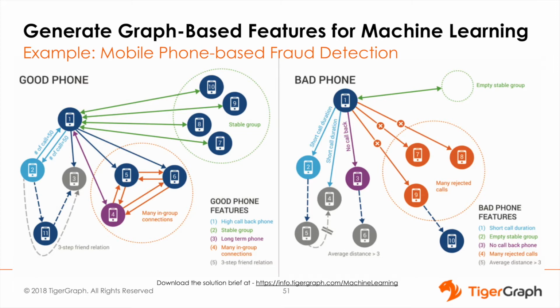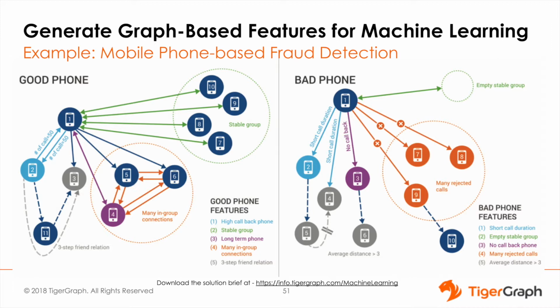This problem is a perfect fit for a native parallel graph database such as TigerGraph. Let's look at how TigerGraph identifies features by analyzing relationships among phones to identify what is a good phone, a phone that belongs to a regular customer, and what is a bad phone, a phone likely to be involved in a scam. This telecom company uses 118 graph features from a sample of their hundreds of millions of customers to train their machine learning system.